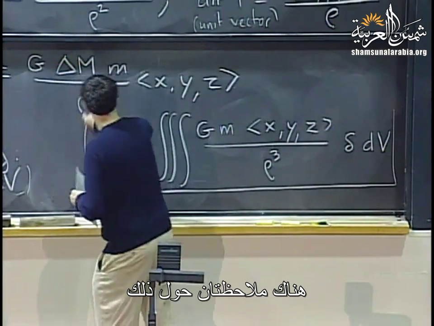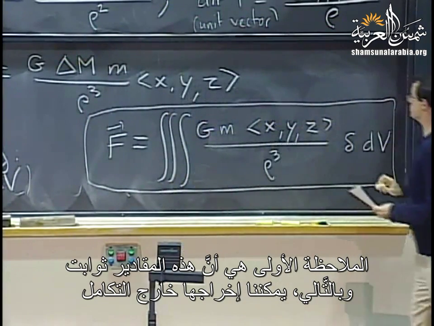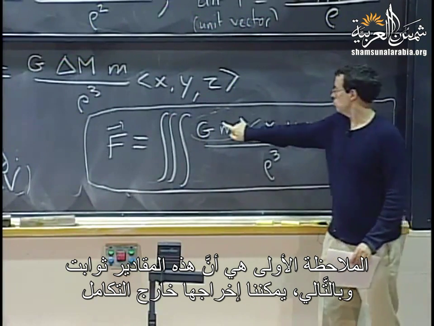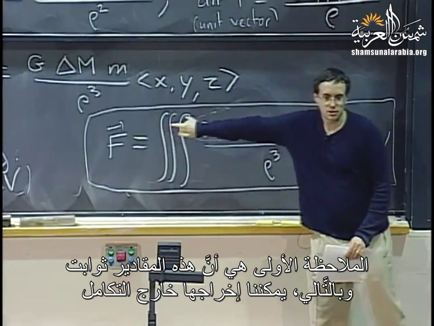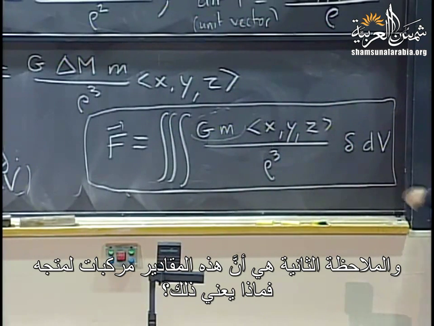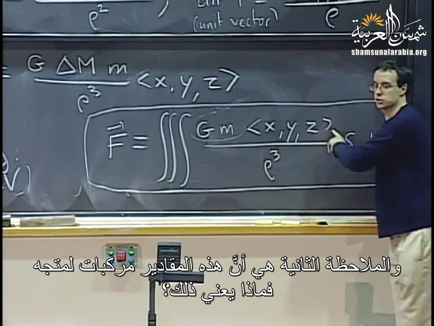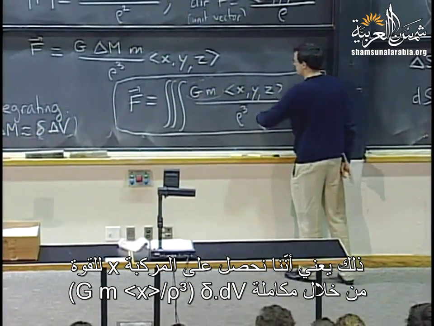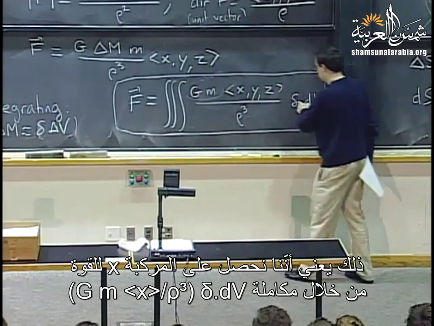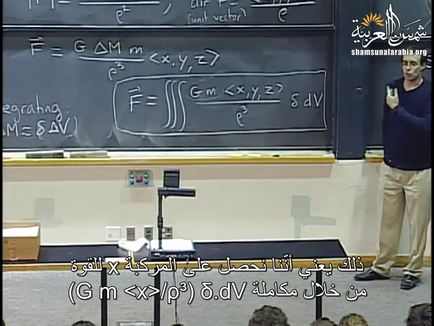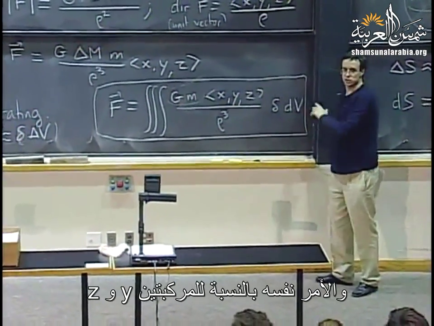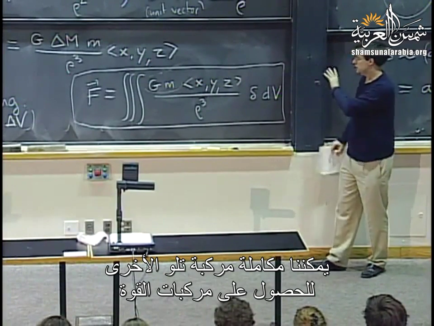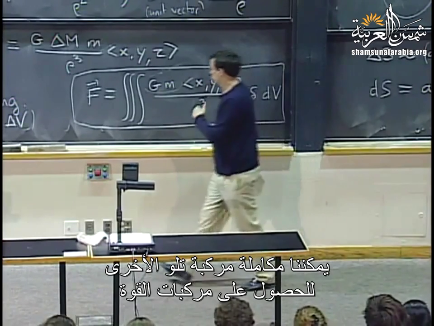Now, 2 observations about that. The first one, of course, these are just constants, so they can go out. The second observation, here we are integrating a vector quantity. So what does that mean? I just mean the x component of the force is given by integrating G m x over rho cubed delta dV. The y component, same thing with y. The z component, same thing with z. Okay, it's just integrate component by component to get each component of the force.